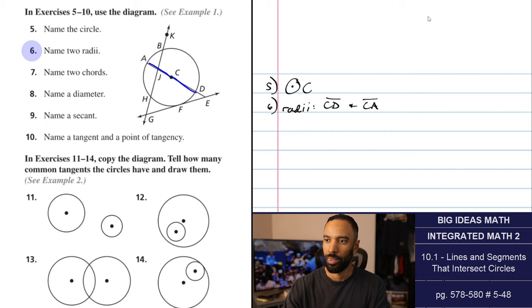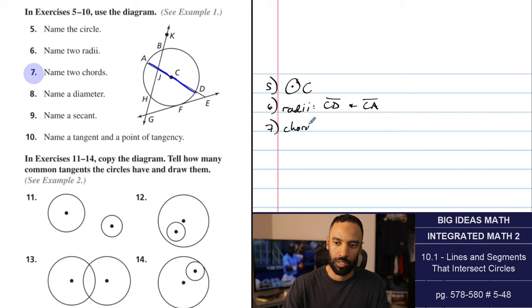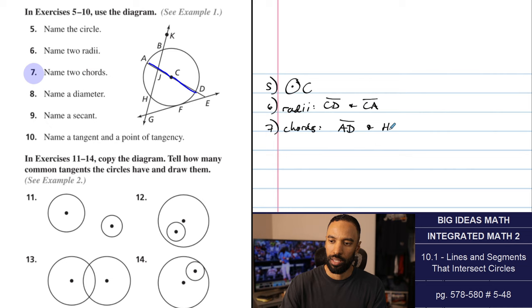Number 7, name 2 chords. Chords are segments that go to different endpoints on the circle. One of them is actually from A to D, the diameter. The diameter is also a chord. So AD, again, also the diameter. And then from H to B right here would be another example of a chord. So HB. And those are also segments.